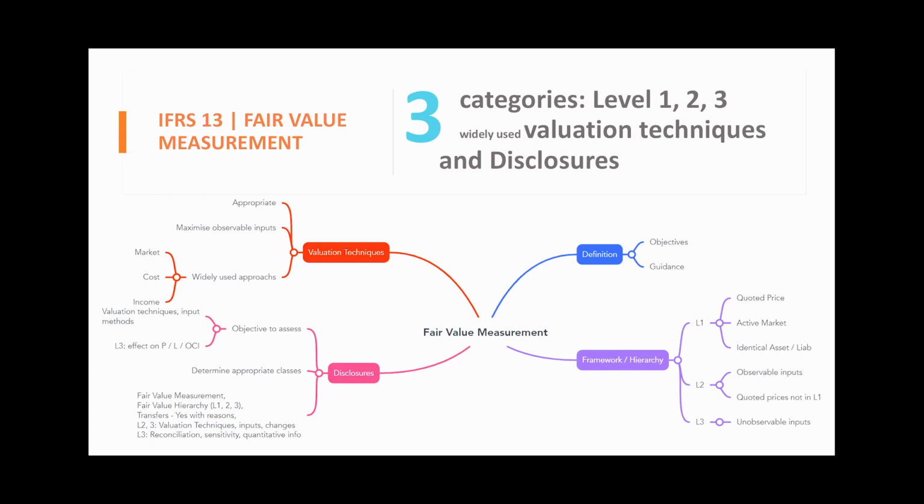Apart from providing a definition, IFRS 13 also provides some guidance for fair value measurement. When it comes to the framework or hierarchy, IFRS 13 splits fair value measurements into three categories based on the inputs used. When there is a quoted market price in an active market for an identical asset, then it's level 1. When there is a quoted price but it does not fall under level 1, then it's level 2. Also, when there are observable inputs, it is still level 2. When there are no observable inputs, then fair value categorization falls under level 3.